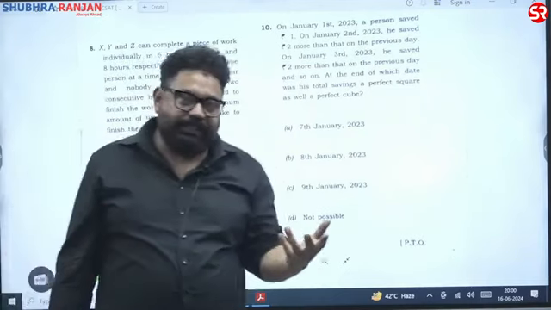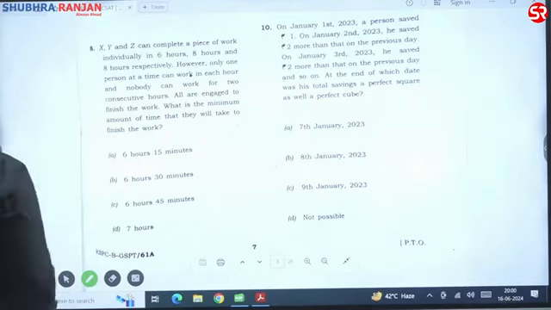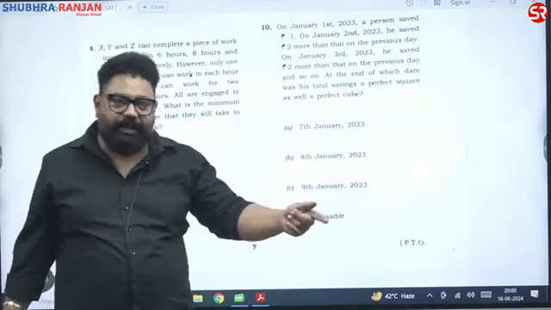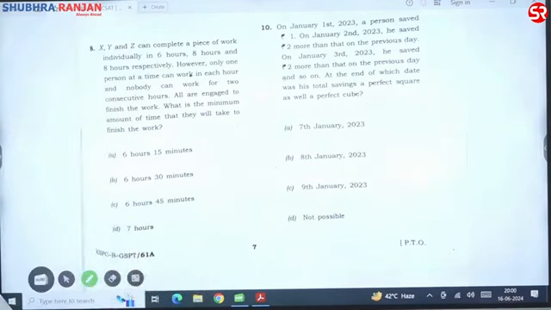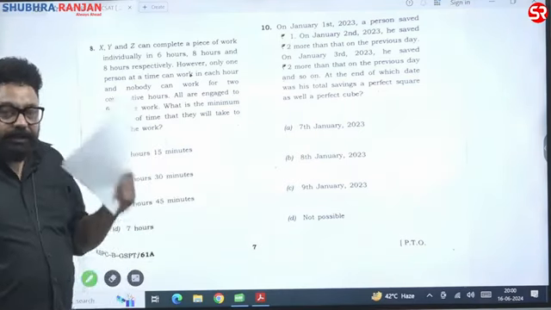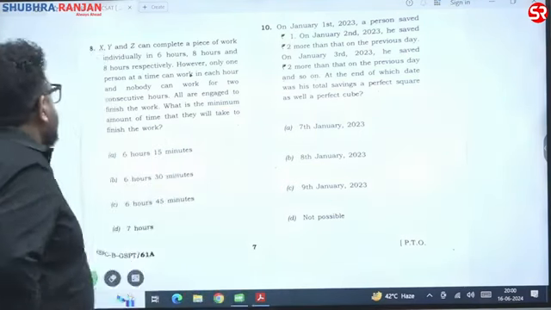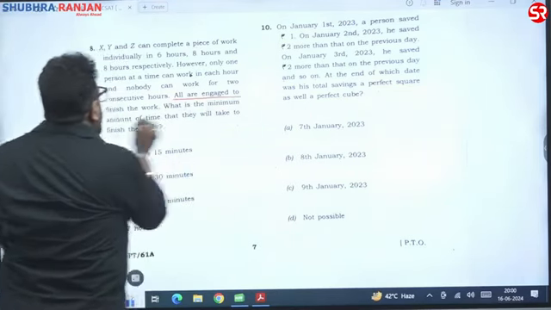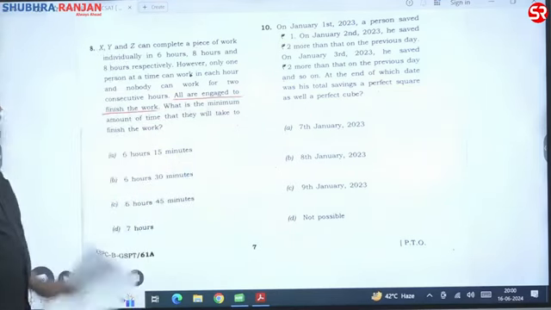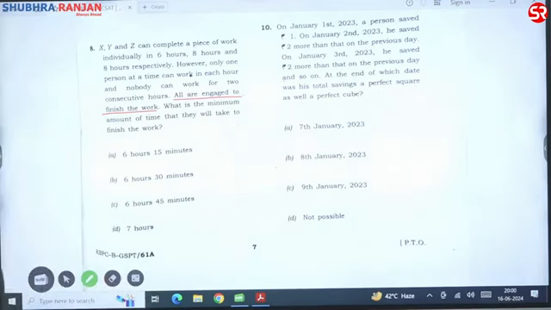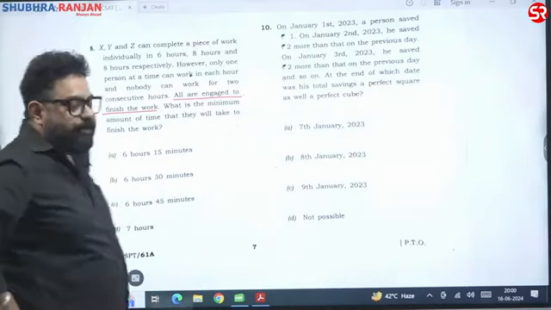Now, the question says X, Y, and Z can complete a piece of work individually in 6 hours, 8 hours, and 8 hours, respectively. However, only one person at a time can work in each hour, and nobody can work for 2 consecutive hours. Now, this is important, right? All are engaged to finish the work, and everyone has to be engaged, so you cannot ignore people. What is the minimum amount of time that they would take to finish the work?